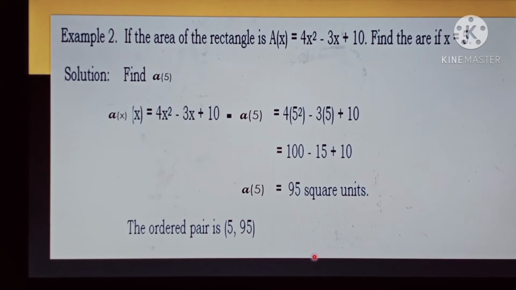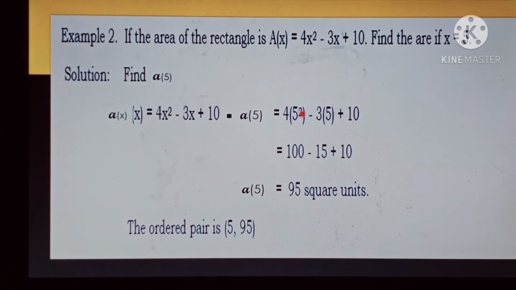If the area of the rectangle is A of x is equal to 4x squared minus 3x plus 10, find the area if x is equal to 5. So, yun na area yon. So, find A of 5. So, A of x is equal to 4x squared minus 3x plus 10. So, that is simply A of 5 is equal to 4 times 5 squared, so exponent din, minus 3 times 5 plus 10.